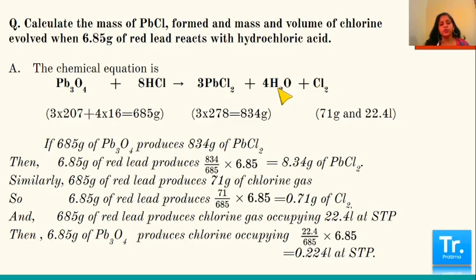So whatever we have to calculate in the question, only that part we will write down. We have to find out the mass of the salt produced, mass and volume of the chlorine produced, and what is given to us is the mass of the red lead. So we will find out the mass of red lead used in the chemical equation. Pb3 is 207 into 3, oxygen is O4, so 16 into 4, so the total of 685 gram of red lead is used in this equation.